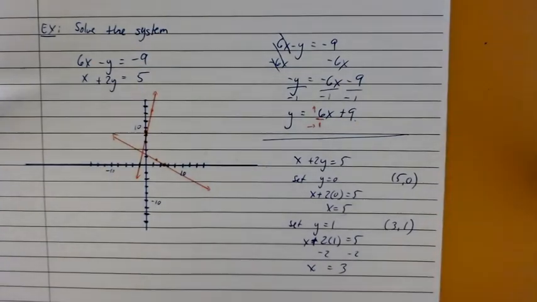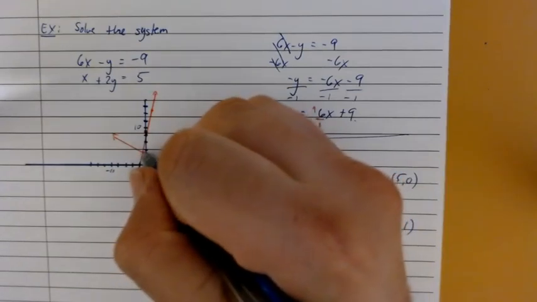Okay. So from the illustration, it seems apparent that we do have one solution. These are definitely not parallel lines, so it's not like we have no solutions, and these are definitely not the same line, so it's not like we have infinitely many solutions. So it's got to be this point right here.